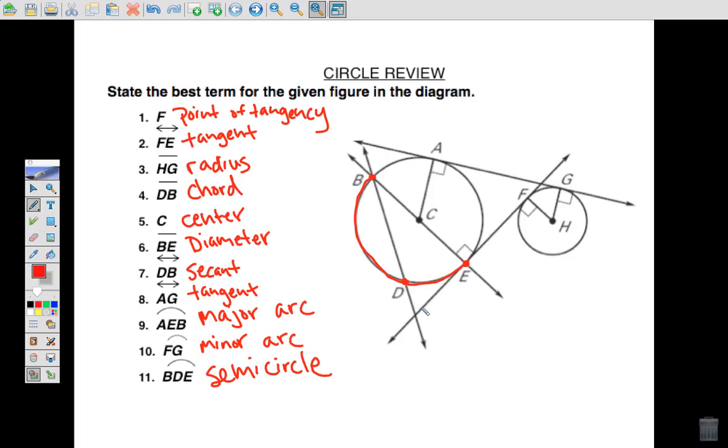So that's vocab you need to know in your head by tomorrow. You won't have any repetitive ones. And actually, I'm looking at the test right now. Point of tangency is not even an option, and neither is center. So if you want to listen to this, your options are going to be chord, diameter, radius, secant, tangent, minor arc, major arc, and semicircle. And that's it.